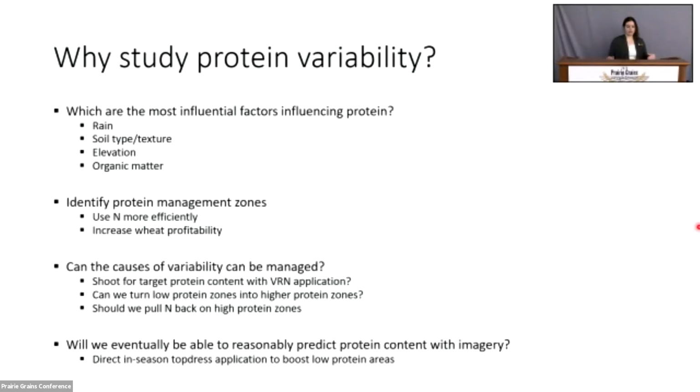And can we, by studying protein variability across the field, identify protein management zones? If we are able to identify protein management zones, can we use our nitrogen more efficiently? And by doing so, can we increase our wheat profitability, which is something that becomes more and more important these days, trying to increase our wheat profitability with the prices that we have.